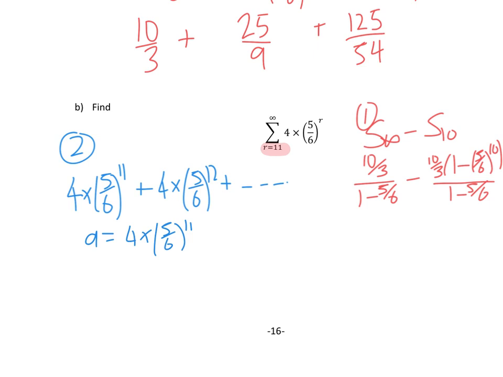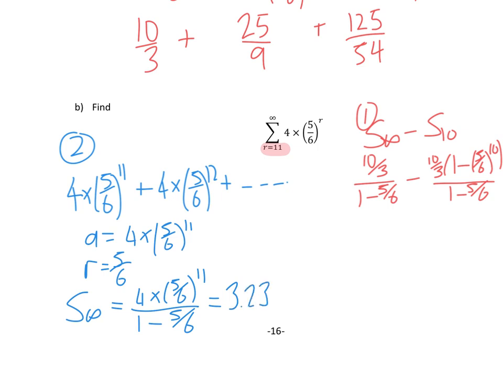And r would still be 5 over 6, just like in the arithmetic one. The d didn't change here, the r is not changing. So the S infinity would be 4 times 5 over 6 to the power of 11 divided by 1 minus r, so 1 minus 5 over 6, which would give us, I don't think we'll get an exact answer this time, but let's try it. .23011 goes on forever. So 3 significant figures would be 3.23.